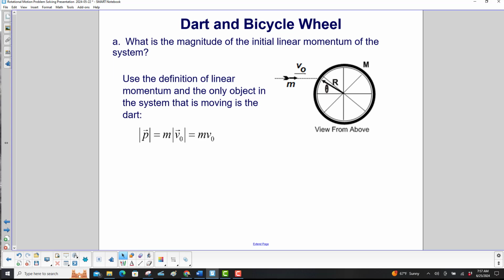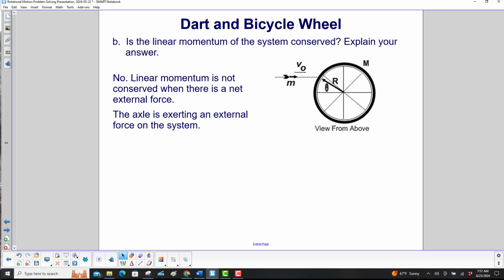What is the magnitude of the initial linear momentum of the system? Use the definition of linear momentum, and the only object in the system that is moving is the dart. So it's just going to be mv0. Is the linear momentum of the system conserved? No, linear momentum is not conserved when there is a net external force. The axle is exerting an external force on the system.